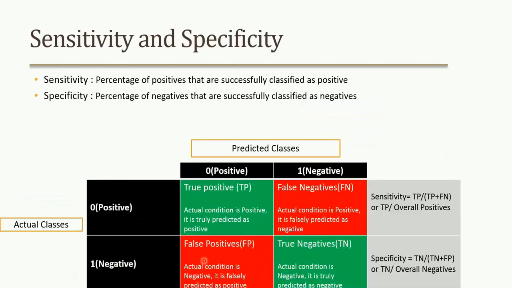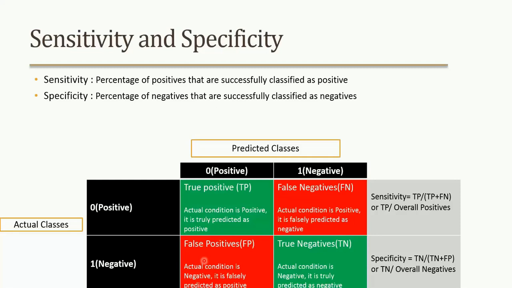Then what are specificity and sensitivity? Let's talk about sensitivity. Out of all the positives in the actual class, let us suppose 30% of the actual values are positives. Out of all the positives, how many have we rightly or successfully classified as positive using our model? So out of all the positives, what are the true positives? Sensitivity is the percentage of true positives compared with all the positives. All the positives are true positives and false negatives.